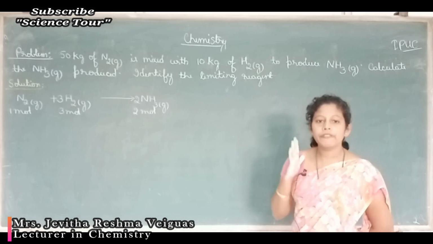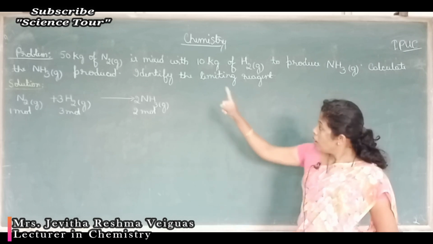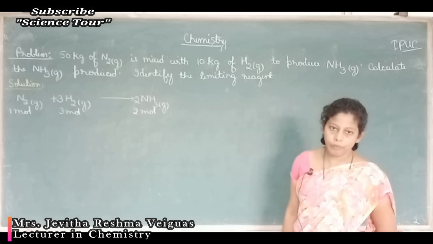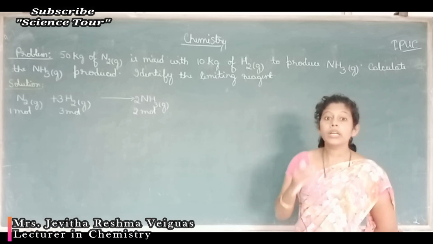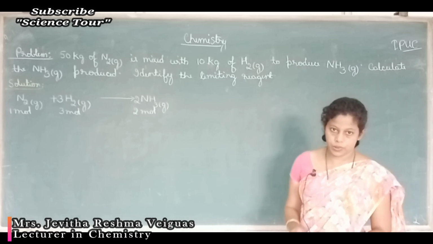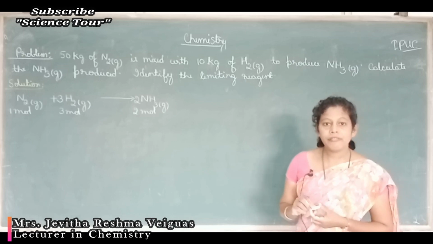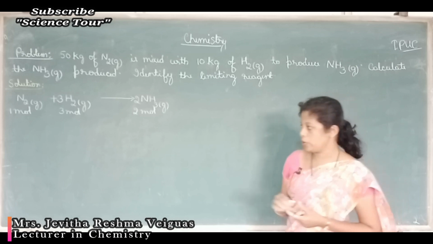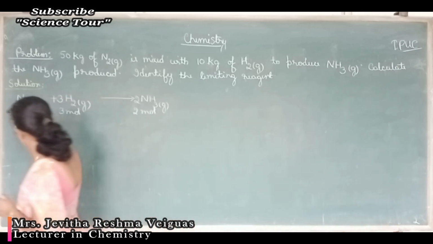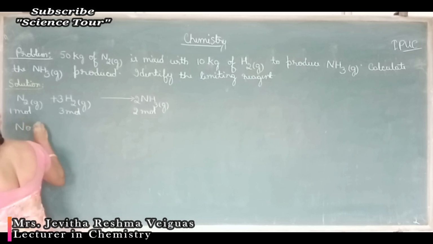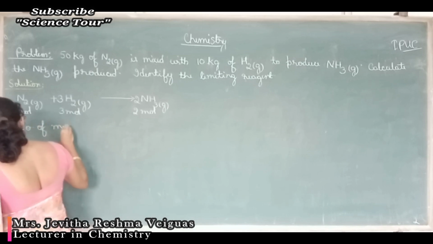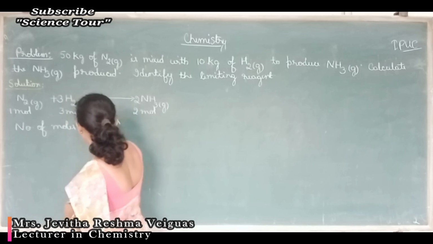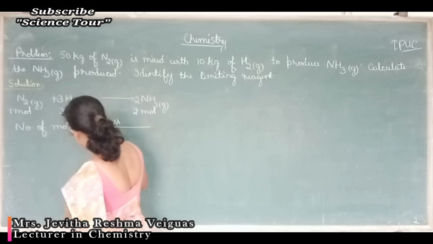So first we have to convert nitrogen and hydrogen masses into number of moles. How will you convert masses into number of moles? Mass divided by molar mass always will give number of moles. So first let us find number of moles. Formula to find the number of moles is mass divided by molar mass.